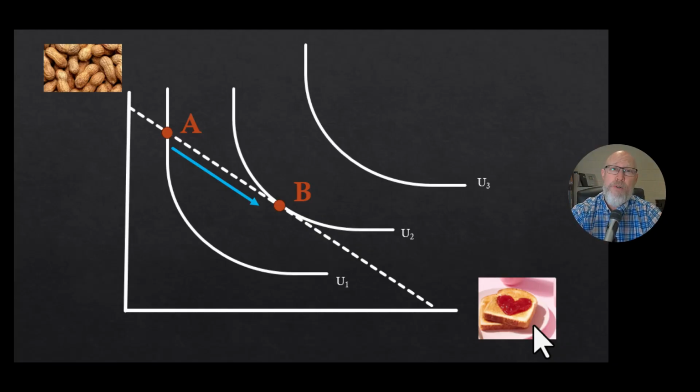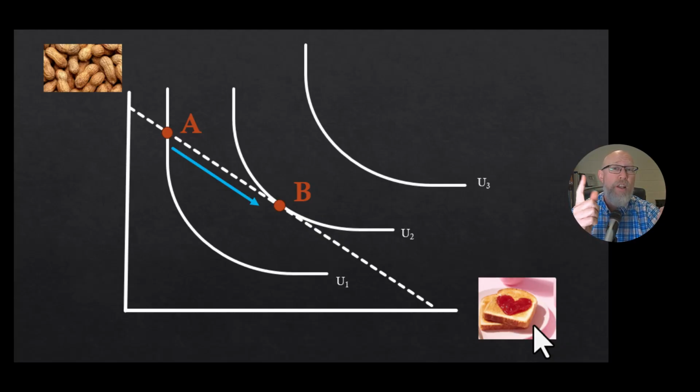The standard way to approach this is we compare point A and point B, where the dotted line is our budget constraint. So we can't go above our budget constraint, and the goal is to find the point on this preference map that maximizes utility subject to that budget constraint. Well, point A is going to exhaust the budget. It's going to use up all your money. It's going to land you on U1.